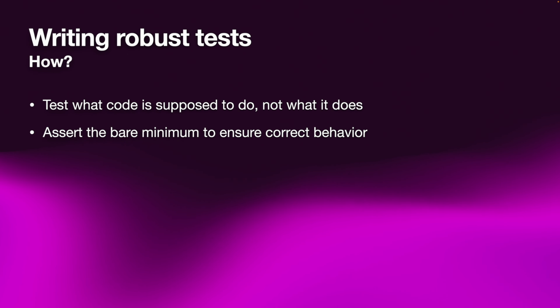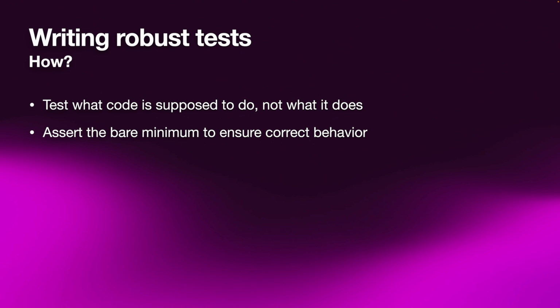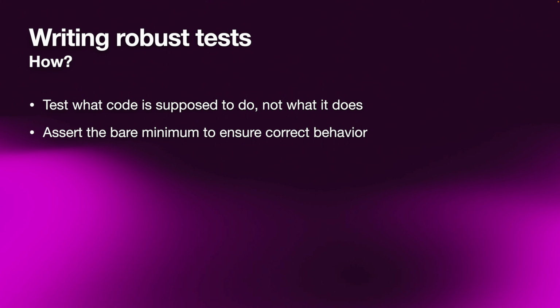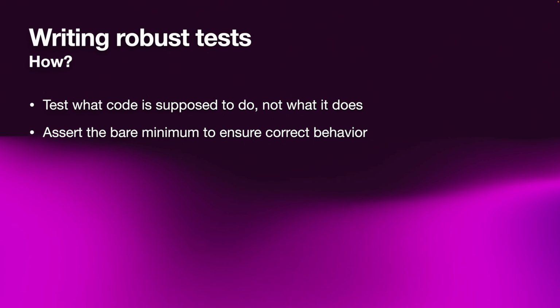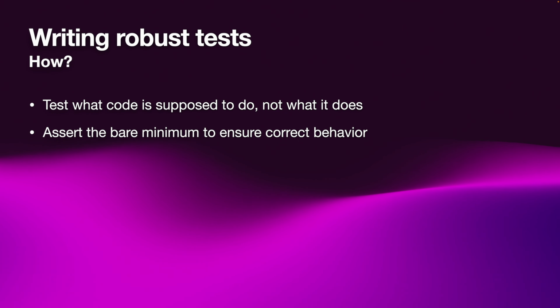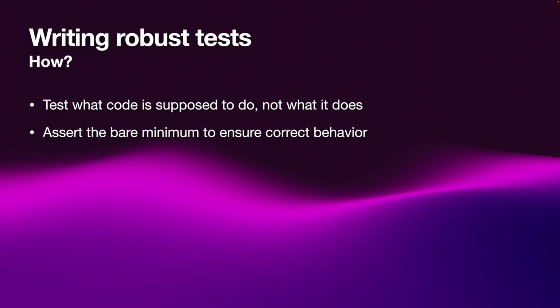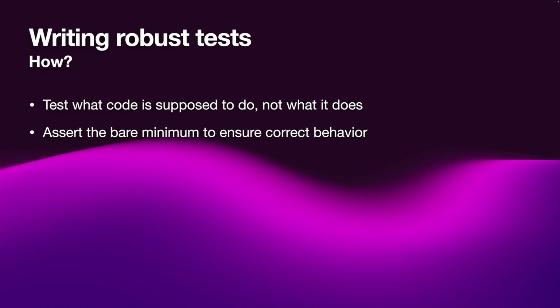How do we achieve a robust test? We test what the code is supposed to do, not what it does. Another way to say that is that we assert the bare minimum to ensure correct behavior. I'm going to show you an example of that right now.